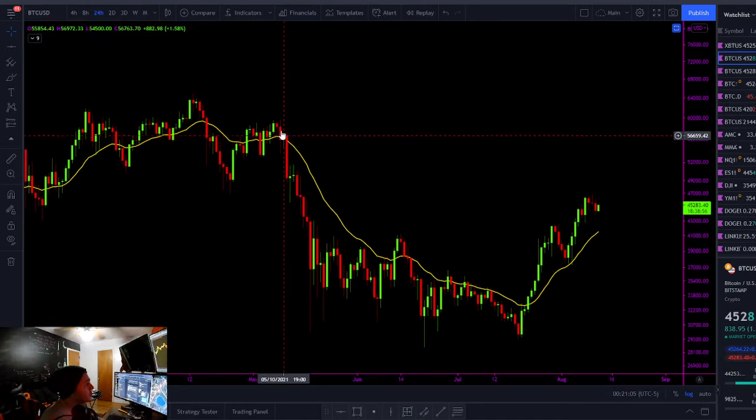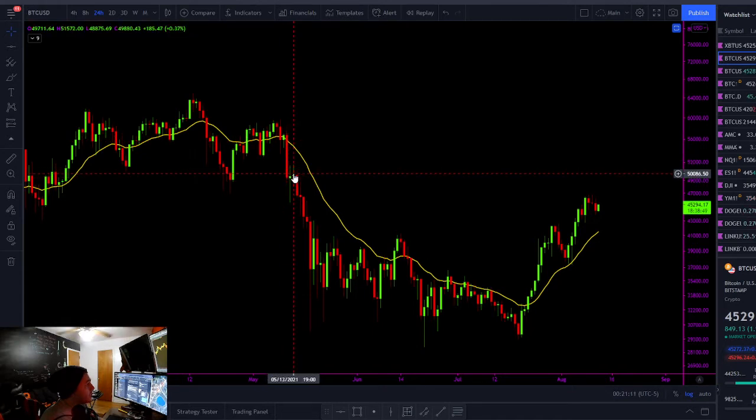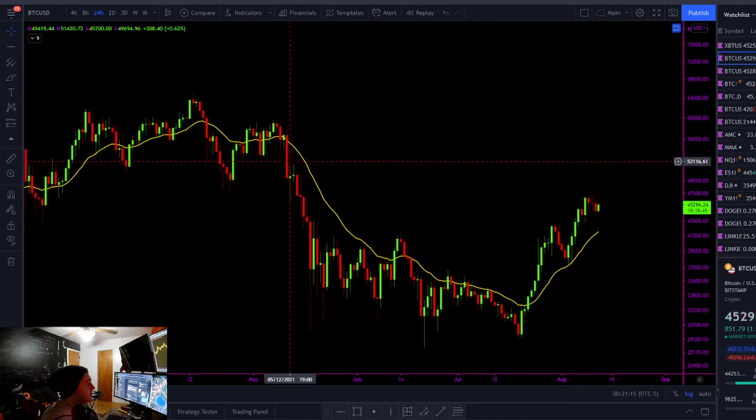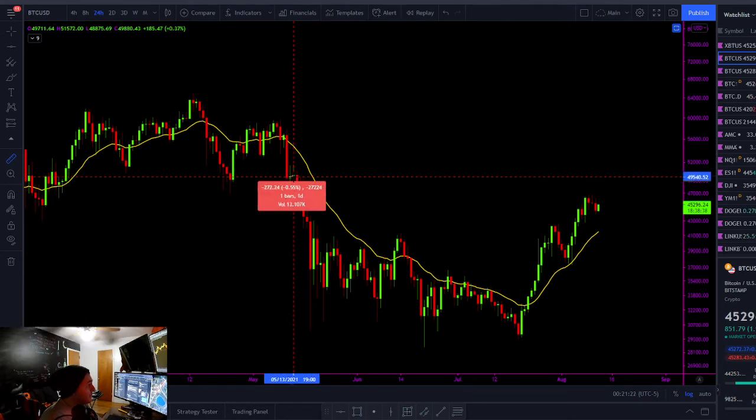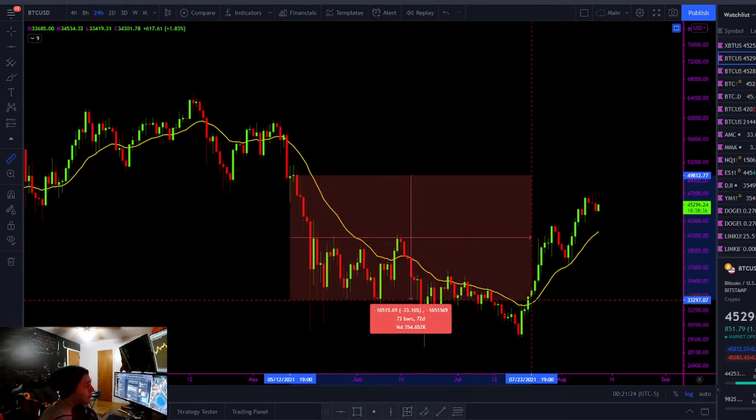Here's your closure below, nice little fake out candle. And then boom, there's your confirmation. You enter here. And this is actually what I did, but instead of using the 21, I used the Cyan 89 to trade this one here. But you enter here, and you won't get out until this recent bull move, right?